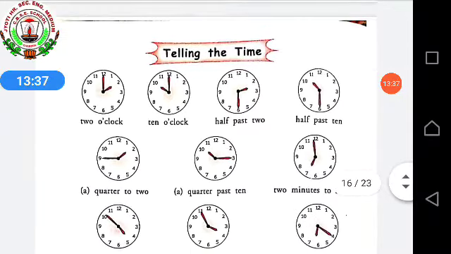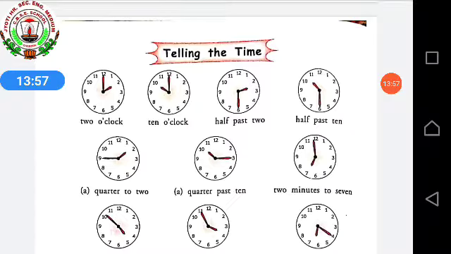Next, telling the time. Everybody knows how to see the clock, how to see the watch, how to tell the time. Is it? So telling the time means here you have to tell the time.